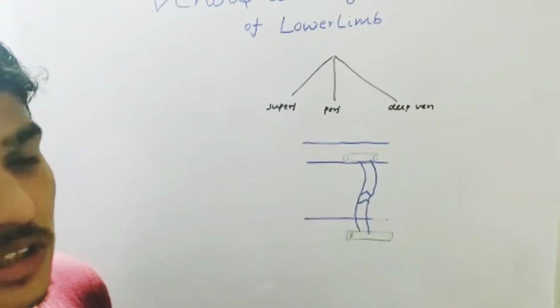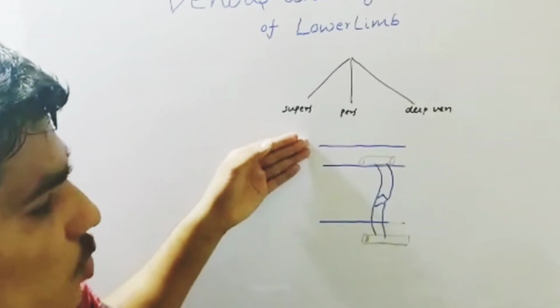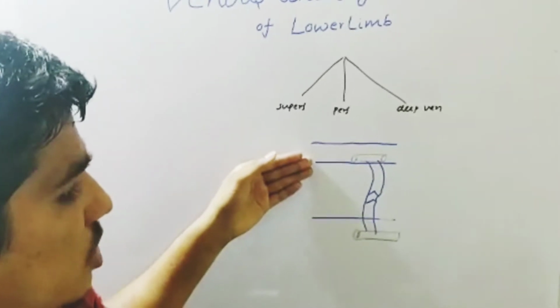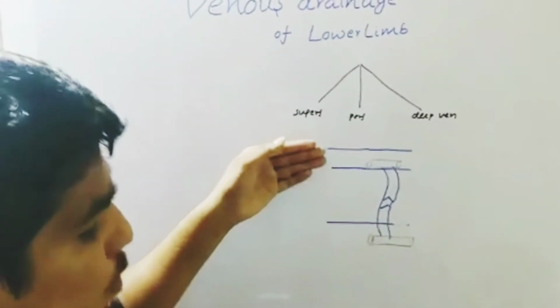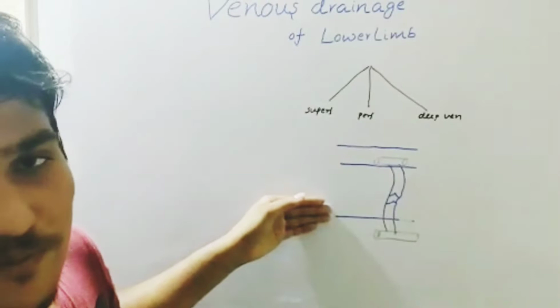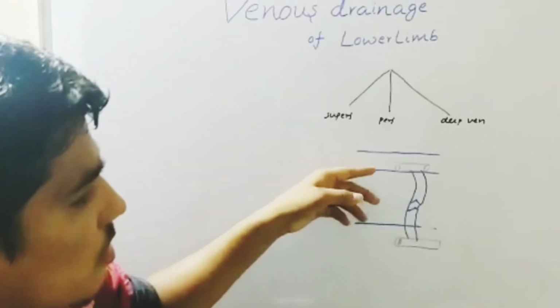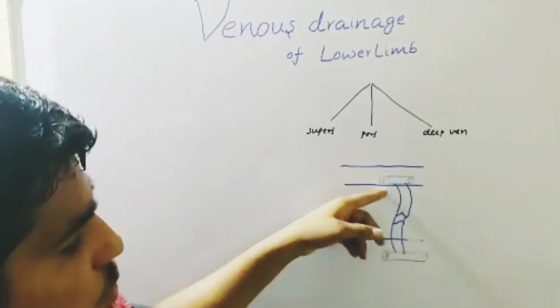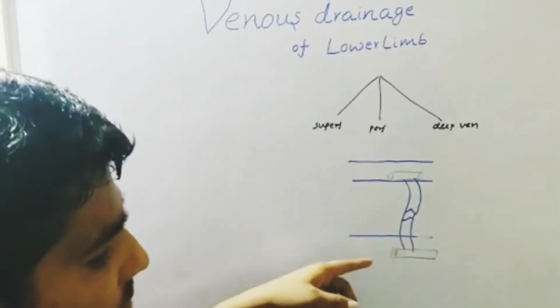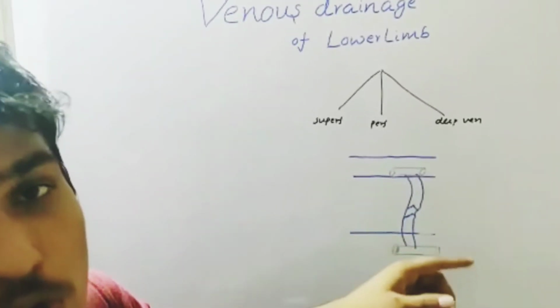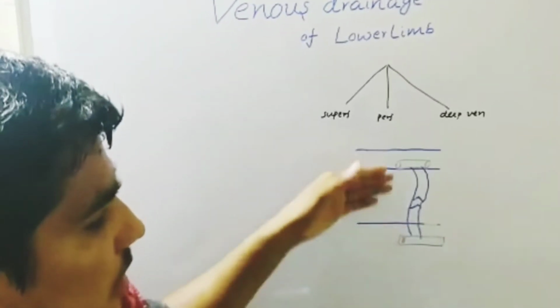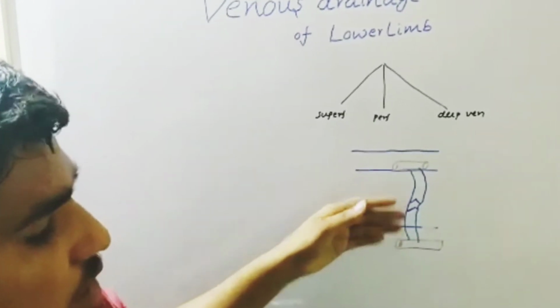If we look at this in a diagram, the outermost region is the skin. Lying deep to the skin is the superficial fascia, and lying deeper still is the deep fascia. The superficial venous system is present in the superficial fascia. The deep venous system is present deeper to the deep fascia. Connecting these two systems is the perforating system.